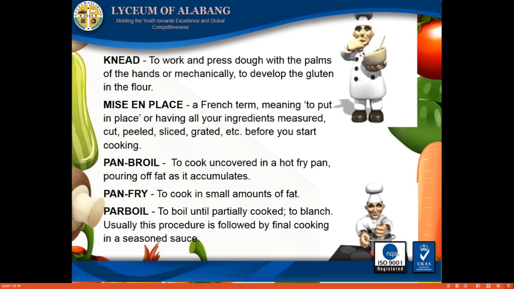Next, pan broil. To cook uncovered in a hot fry pan, pouring off fat as it accumulates. So, pan broil is actually a cooking technique used for thin steaks, thin chops, and fish fillet.